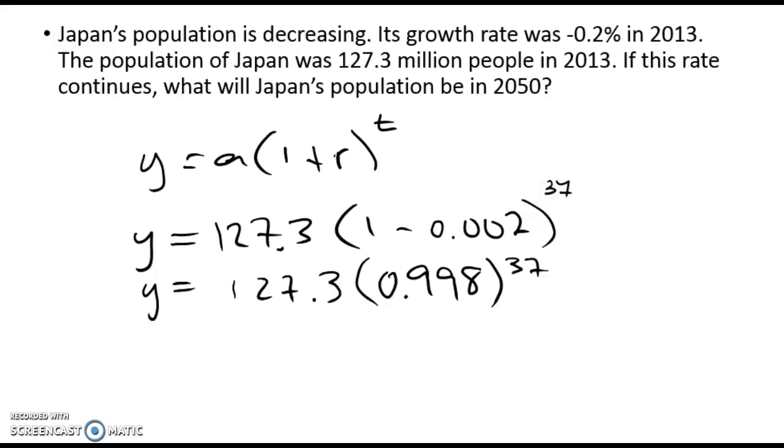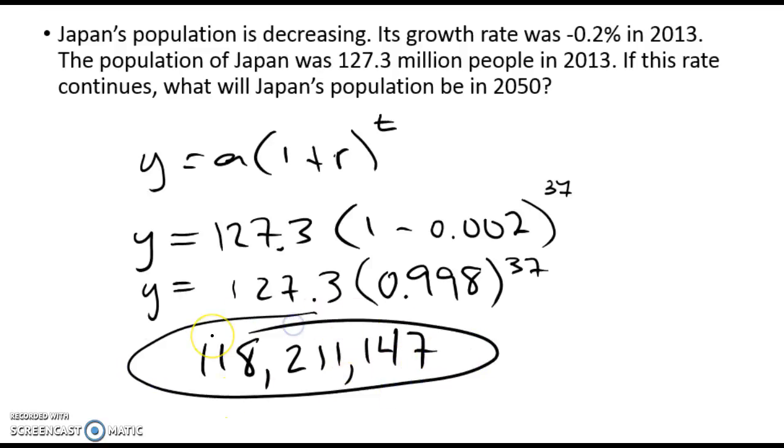Now that we have that figured out, we just follow the order of operations and do exponents first. Obviously, you're going to be using a calculator for this step, and you're going to wind up with a long irrational number. I'm going to leave that in my calculator and multiply it by 127.3, and you get your final answer to be 118,211,147 people in Japan in 2050.